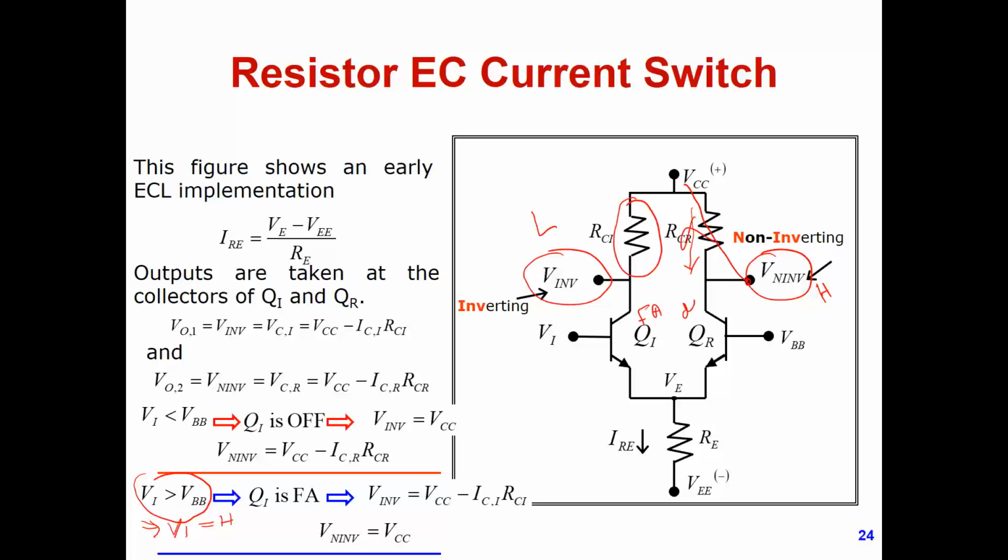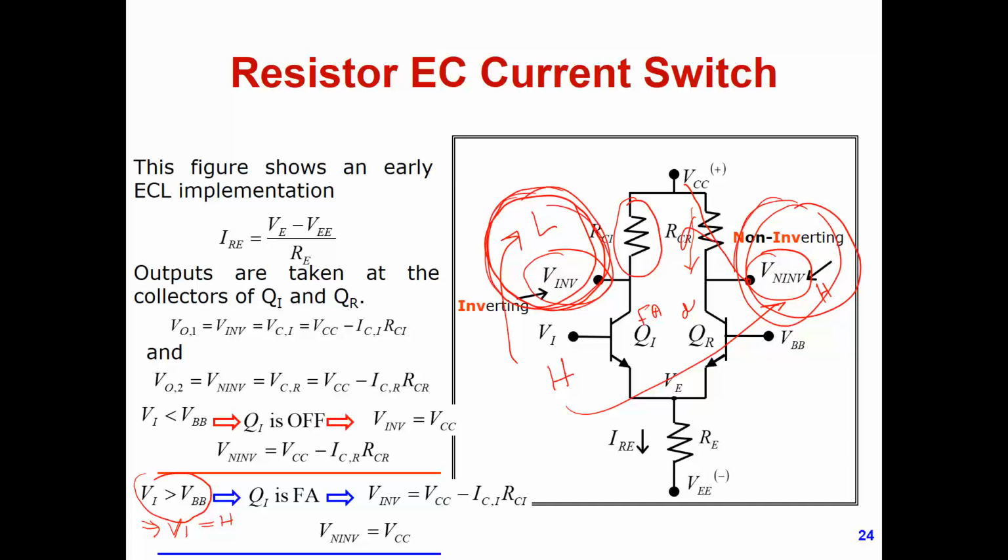So notice that high, low, high. That's why we call this node the inverted output and this node the non-inverted. Why? Because the non-inverted mirrors the input. If this is low, this is high. If this is high, this is low. Okay, so this is how the operation works. Now notice how this current mirror that was in the previous slide, we implemented using a small resistor to allow current to flow through it.